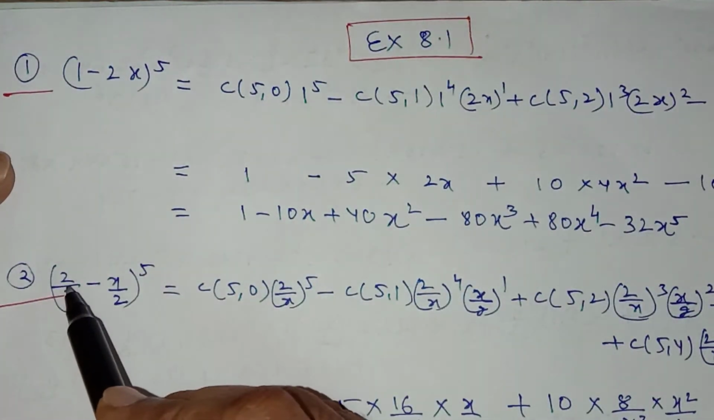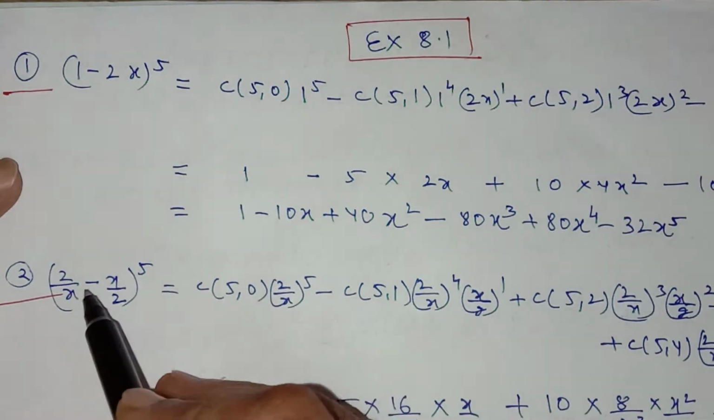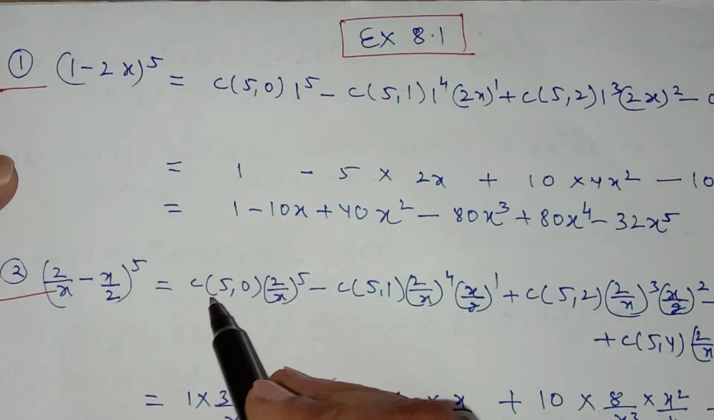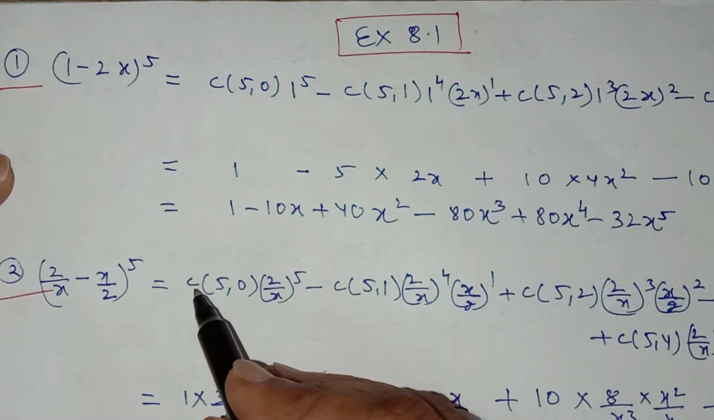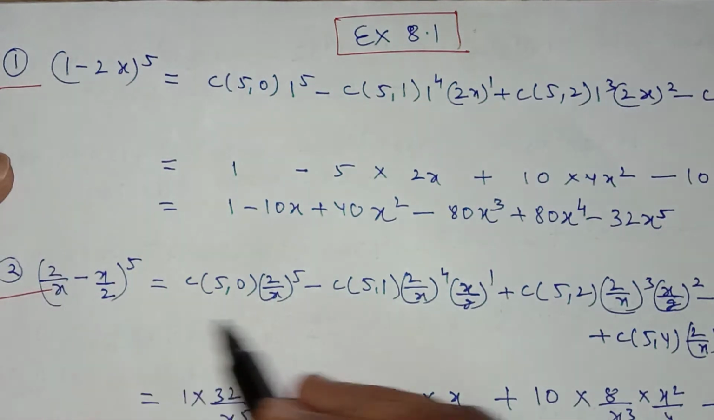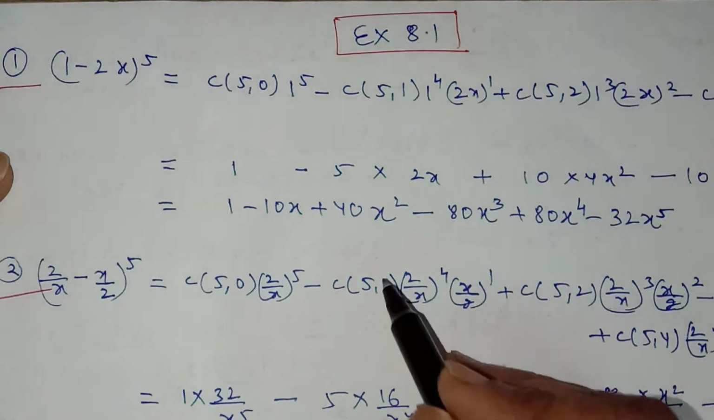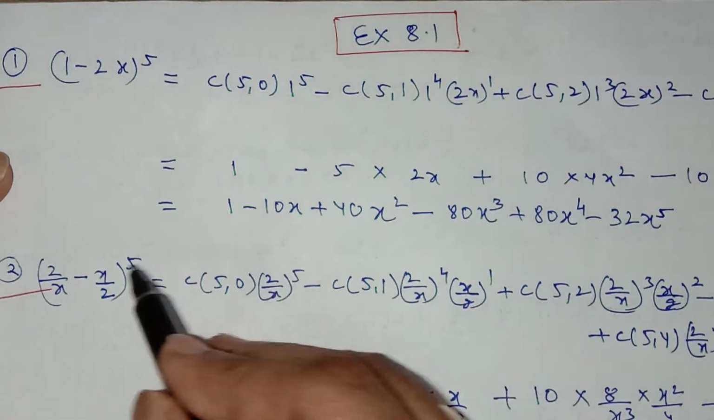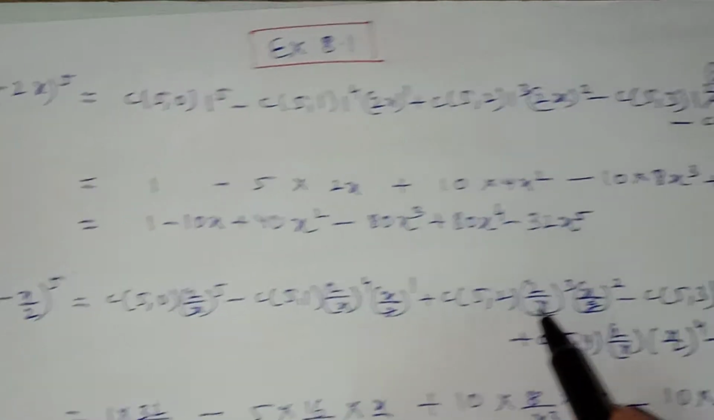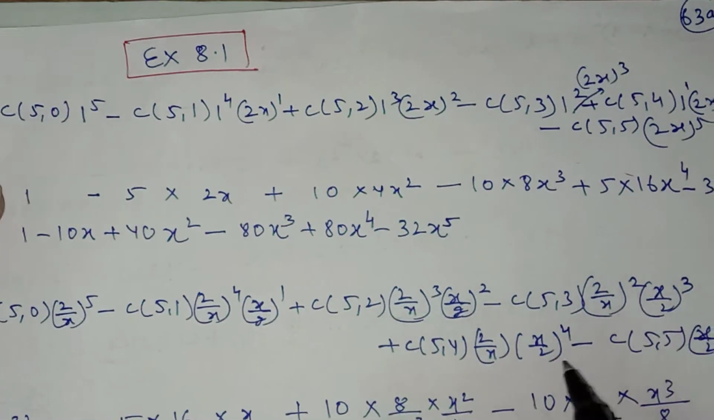Similarly here, again we have the power 5, so we will get 6 terms. Here a is 2 upon x, b is x upon 2, and using the formula for the binomial expansion, the first term is combination of 5, 0, a raised to power 5, where a is 2 upon x, minus combination of 5, 1, where the value of r goes on increasing from 0 to 5, 2 upon x raised to power 4, then x upon 2 raised to power 1. See the pattern: the power of the first term goes on decreasing, and the power of the second term goes on increasing.